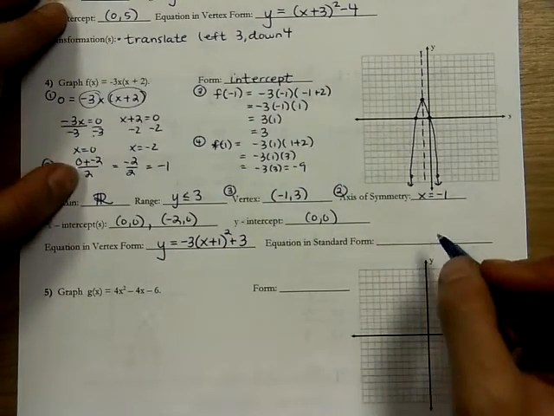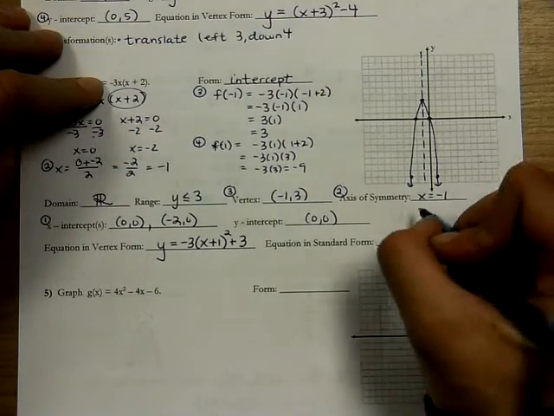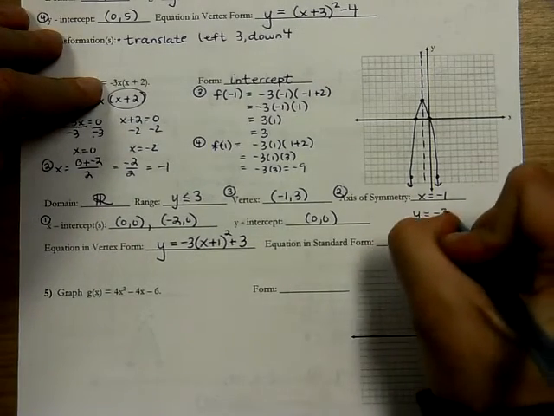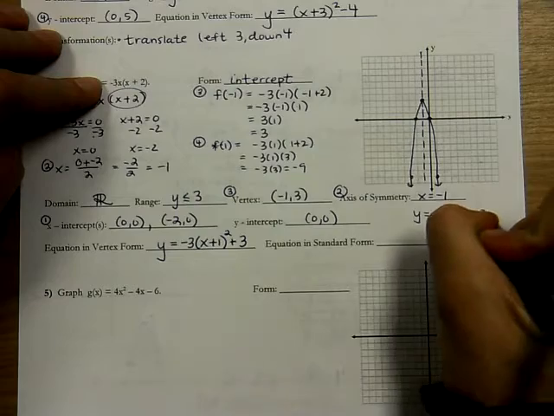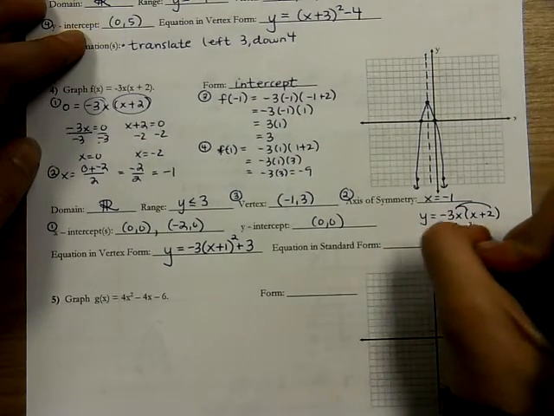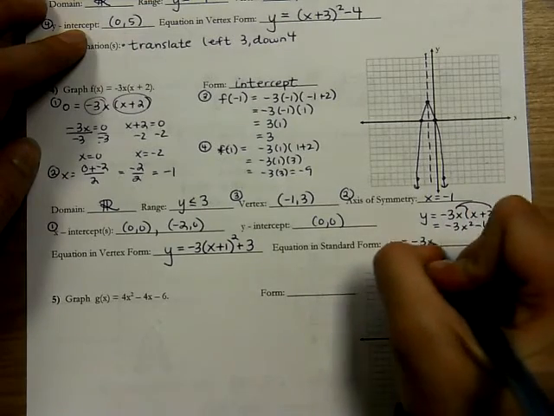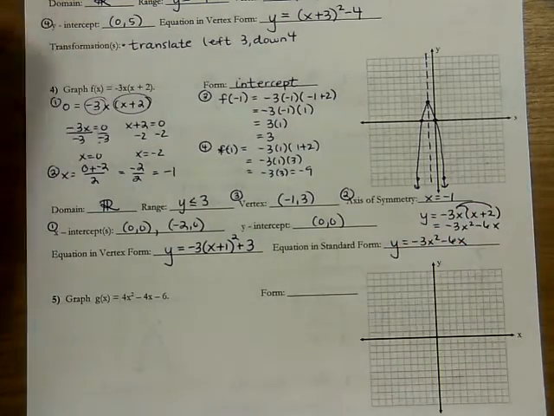Standard form, I need to convert either from vertex form or from intercept form to standard form. And I'll tell you, this one is definitely easier just to convert from intercept form. I distribute that. I get negative 3x squared minus 6x. And there's my equation in standard form.